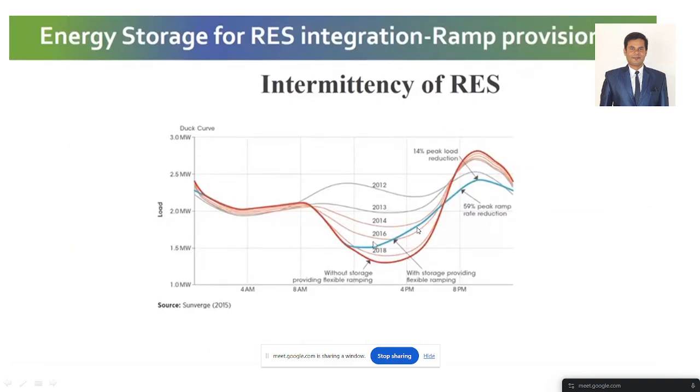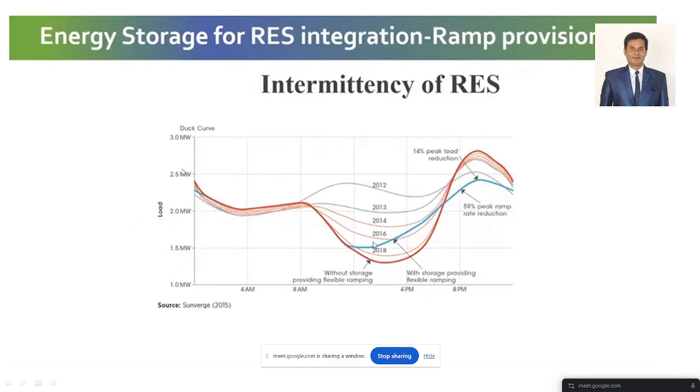So right, this is how the intermittency of the renewable energy sources happens, right? If you see with respect to 4 a.m. and 8 a.m. and 4 p.m. and 8 p.m., right? So from 8 a.m. to 4 a.m. there is almost a drop in the curve without the storage, and with the storage it provides flexible time during this period. Most of the energy will not be utilized, so you can go for the storage purpose.